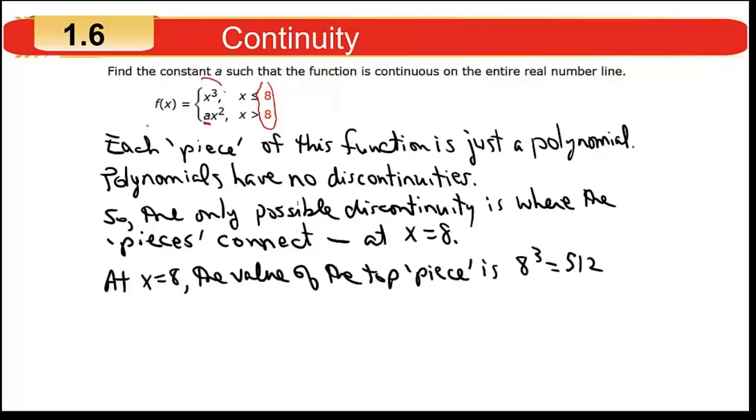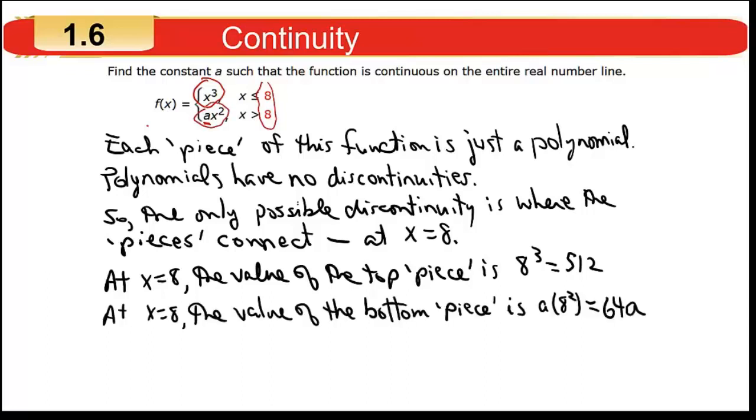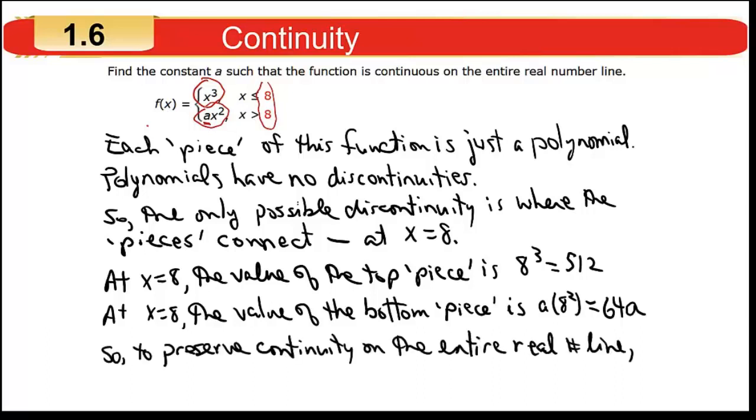If you plug 8 in here, you get 8 cubed, that's 8 times 8 times 8 is 512. Then you plug 8 into the bottom rule. Remember that a is sitting there, so you've got a times 8 squared. Well, 8 squared is 64. That's 64a. And remember, in order for there to be continuity, when you plug in the two values, they have to be equal. So the condition is 512 has to be equal to 64a.